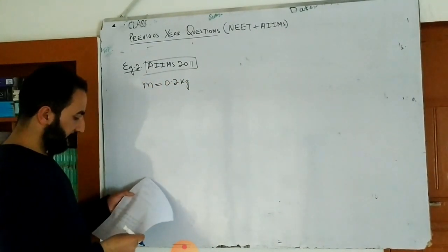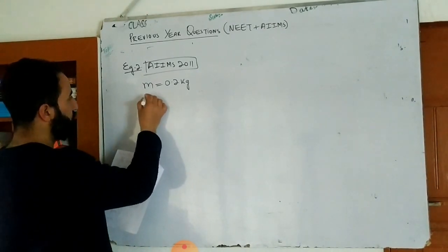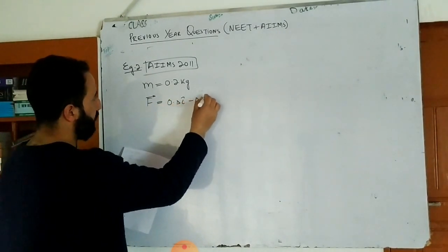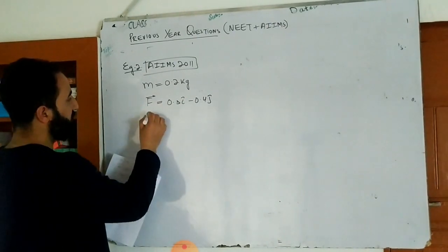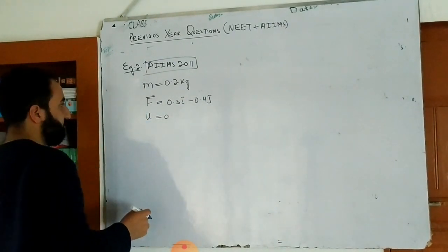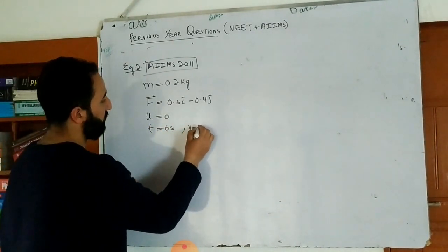And the particle is subjected to a force, which is given to you: that force is equal to 0.3 i N minus 0.4 j N. This is also given to you. And the initial velocity is equal to 0. Now the question is to calculate the velocity after 6 seconds. So t is equal to 6 seconds. You will have to calculate what the velocity of the particle is.